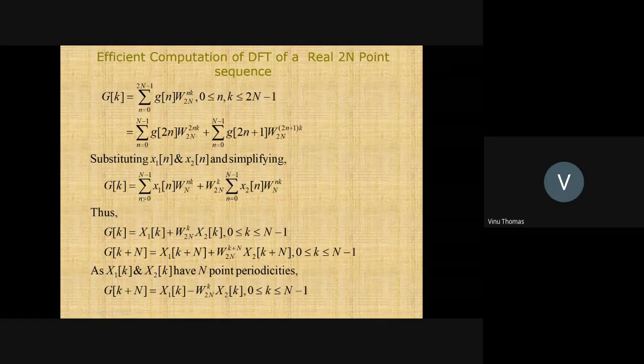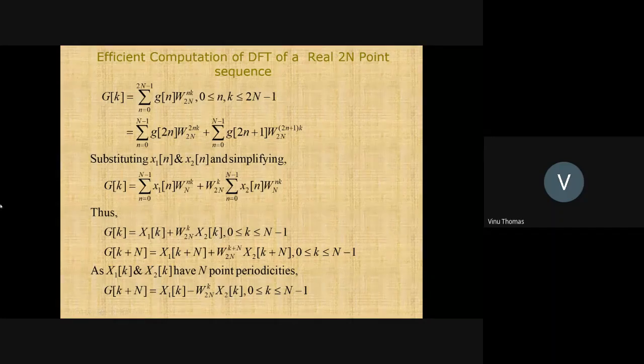So g of k is equal to sigma n equal to 0 to n minus 1, x1n Wn raised to nk plus W2n raised to k into sigma n equal to 0 to n minus 1, x2n Wn raised to nk. So this is your x1k, and this summation is your x2k. So g of k you can write as x1k plus W2n raised to k into x2k for 0 less than or equal to k less than or equal to n minus 1. Why do you write it as 0 to n minus 1? Because x1k has n point periodicity and x2k has n point periodicity.